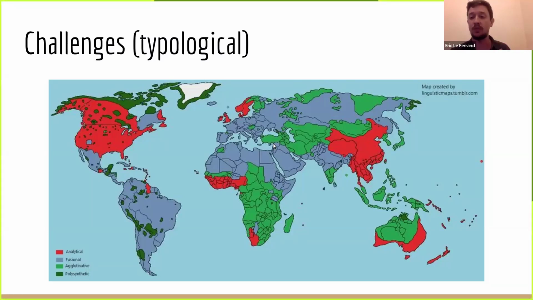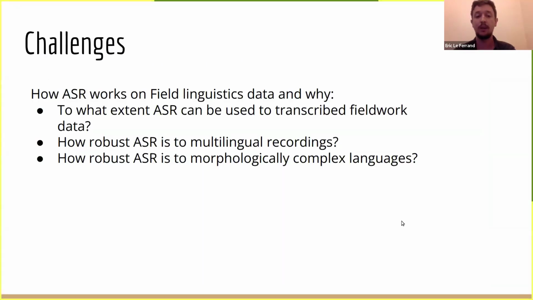And finally, polysynthetic languages I mentioned before, that are going to be almost exclusively spoken by indigenous communities in the Americas, in the Bering Strait, and in Northern Australia. So from here, the questions I want to ask are: to what extent can speech recognition be used to transcribe fieldwork data, how robust are those systems in dealing with multilingual recordings, and how robust is ASR going to be for morphologically complex languages.